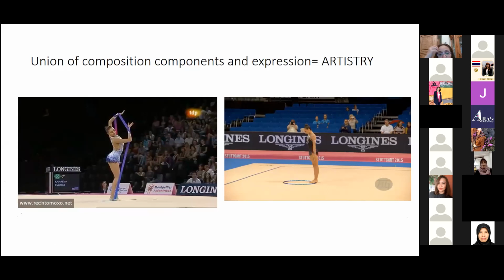We will watch those two routines, and in these two routines, I want you to see the unity of the composition, the expressions, the accents, the dynamic changes, how all of this created the artistry to the perfection.